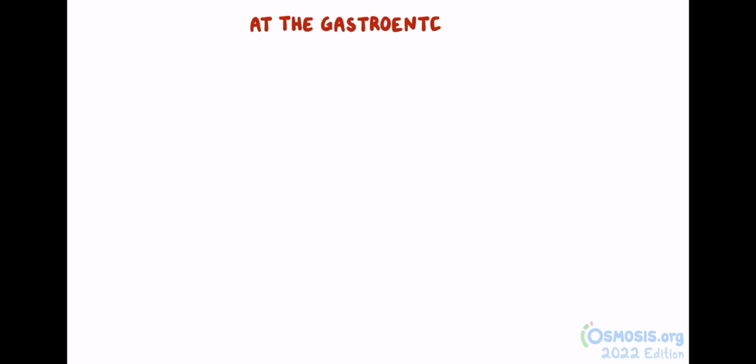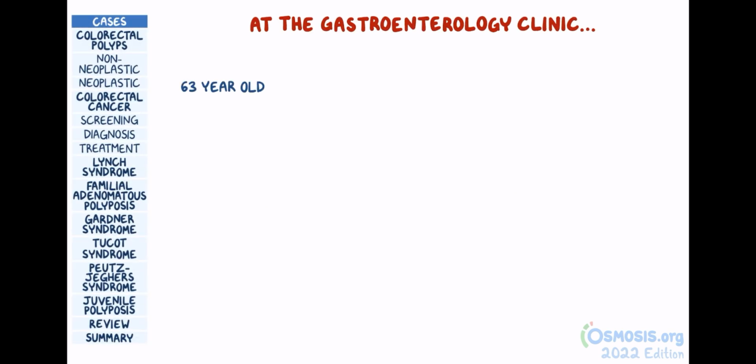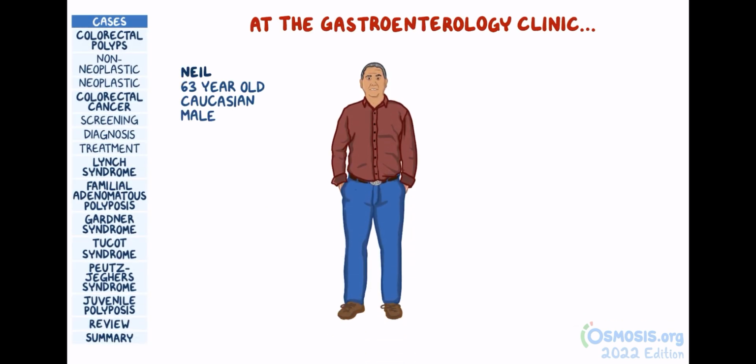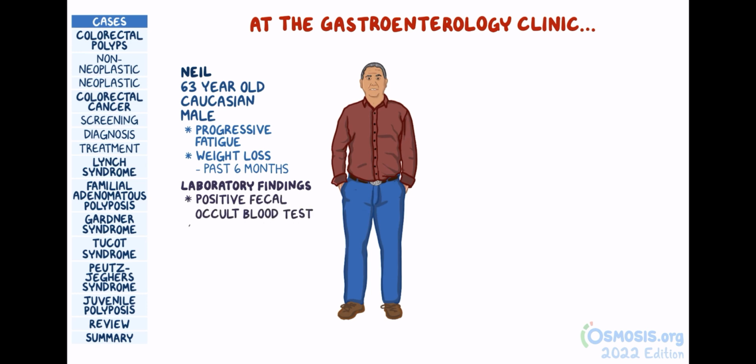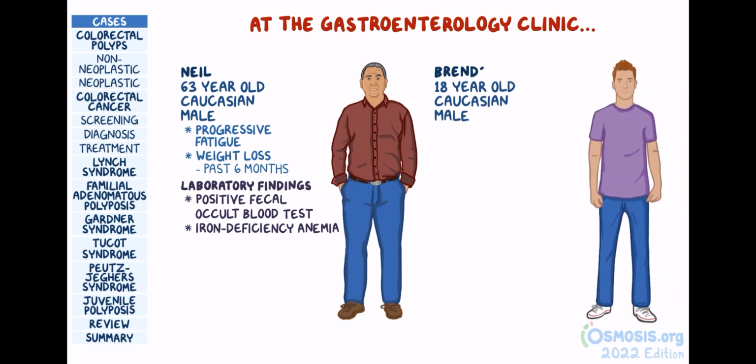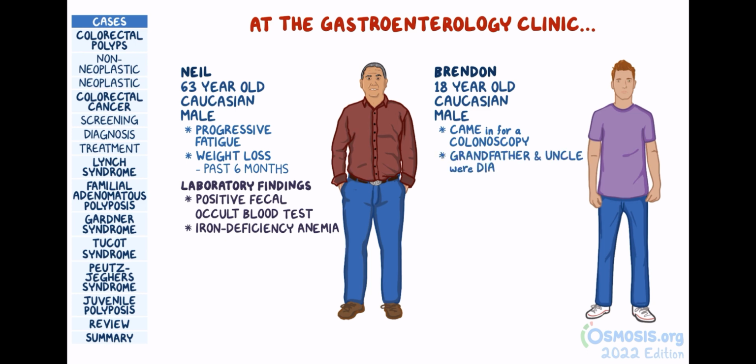At the gastroenterology clinic, there's a 63-year-old Caucasian male named Neil, who's complaining about progressive fatigue and weight loss in the last 6 months. Laboratory findings reveal positive fecal occult blood test and iron deficiency anemia. At the same time, an 18-year-old Caucasian male named Brendan came in for a colonoscopy screening. He was concerned after learning that both his grandfather and uncle were diagnosed with colon cancer in their early 30s.